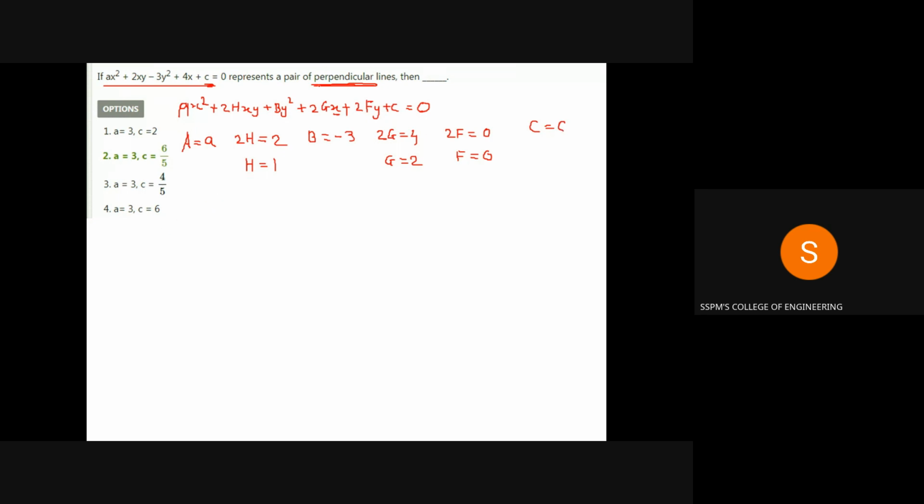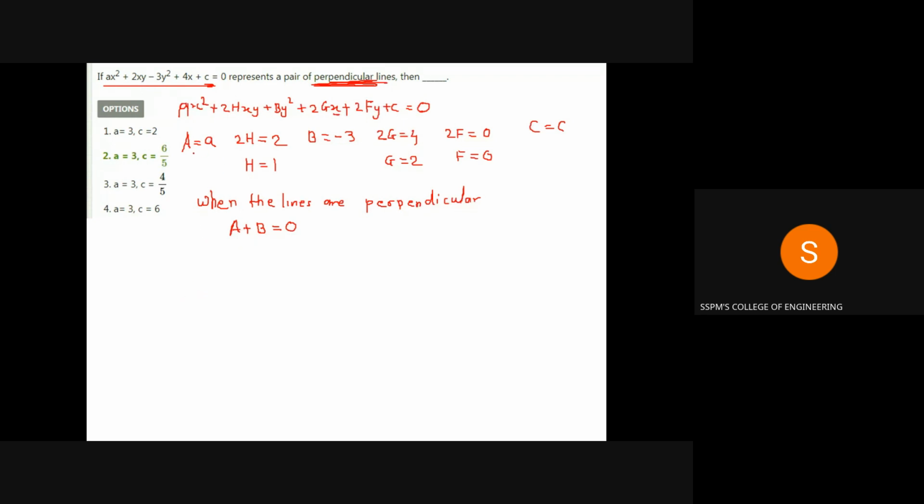But now what is given in the question? Lines are perpendicular. So what we have already seen is the condition when the lines are parallel, it is h square is equal to ab. But when the lines are perpendicular, write this down somewhere. When the lines are perpendicular, a plus b is equal to 0. The addition of a and b is 0 only when the lines are perpendicular.